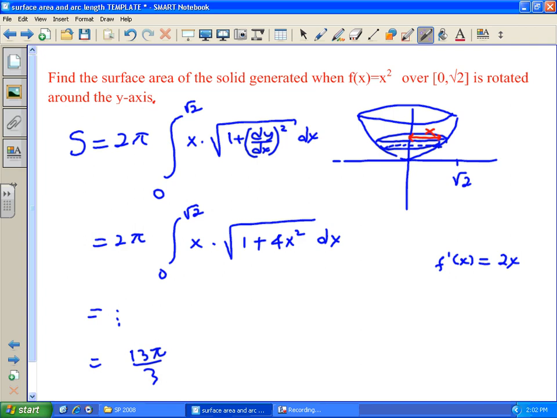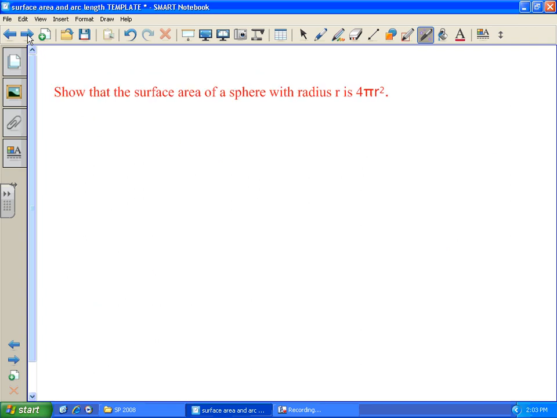And finally, let's do this example, which is to show that the surface area of a sphere with radius r is 4 pi r squared. Again, another formula we've taken for granted. Today we can actually see at least one way to derive that formula.